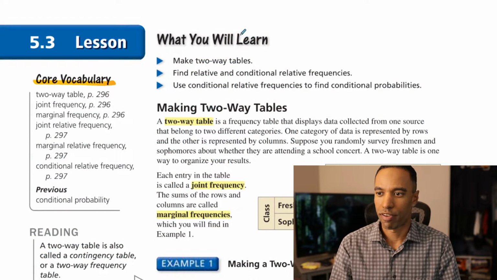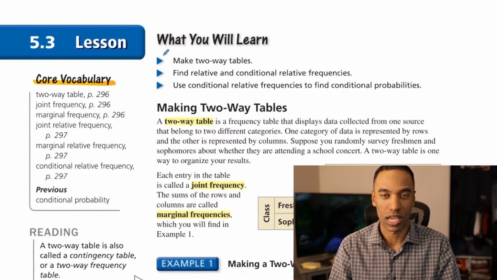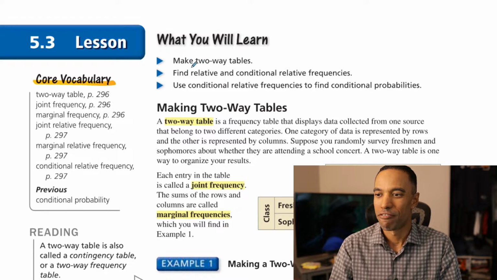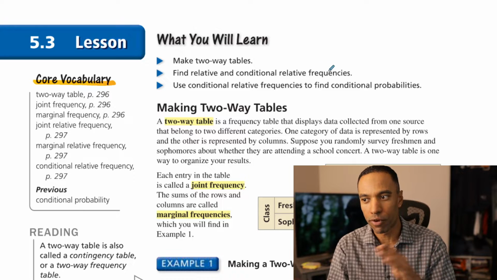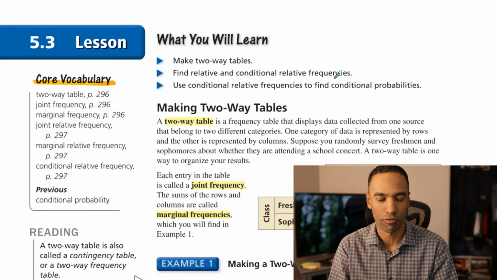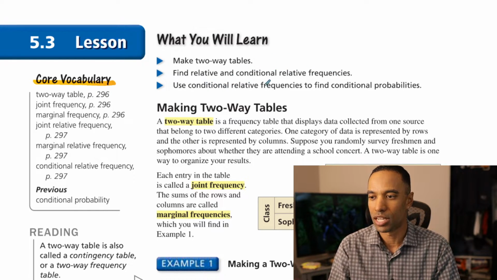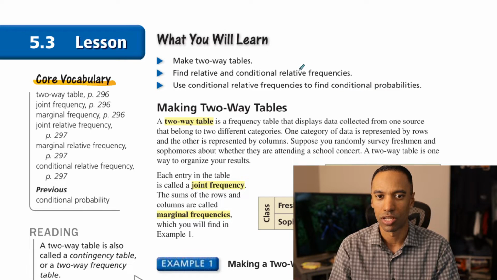So, guys, sit back, relax, and enjoy your flight as we move into section 5.3. We're going to learn to make two-way tables, so I guess we're going to do some ourselves. Find relative frequencies and conditional relative frequencies, and use conditional relative frequencies to find conditional probabilities.